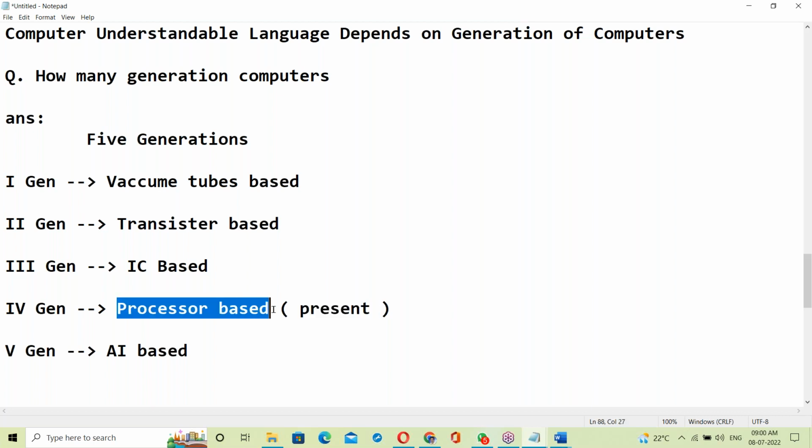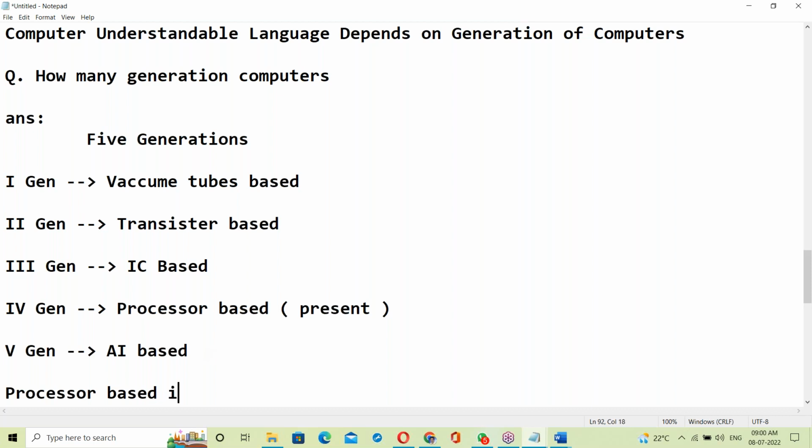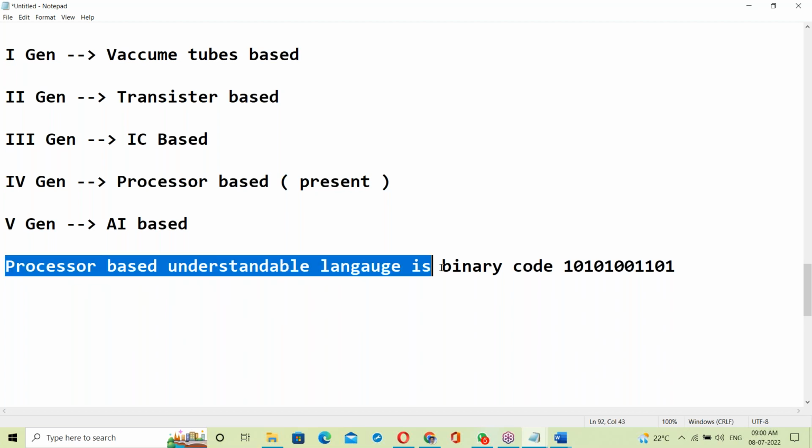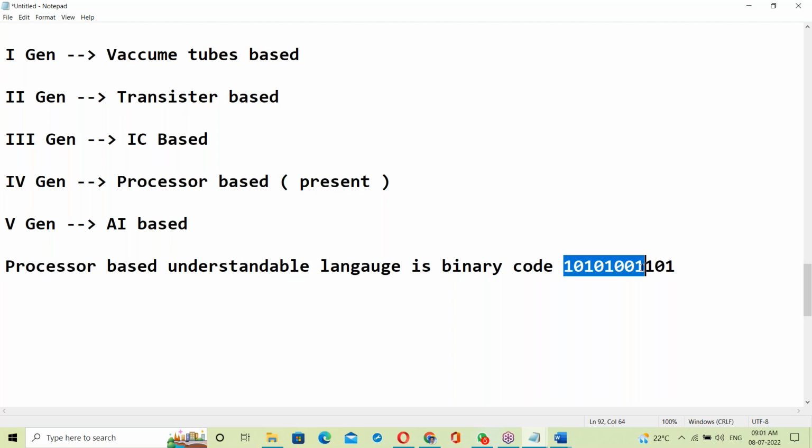See, what is the processor based understandable language? Yes, the understandable language is binary code. Processor based understandable language is binary code. Binary code is like a zeros and ones format. Okay, zeros and ones, yes, zeros and ones format.